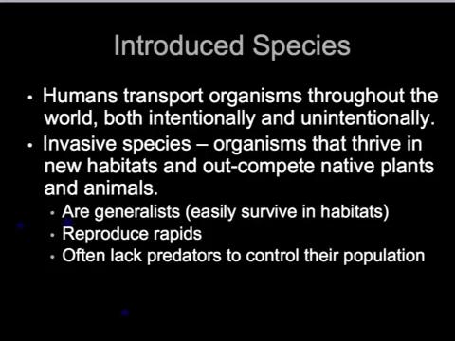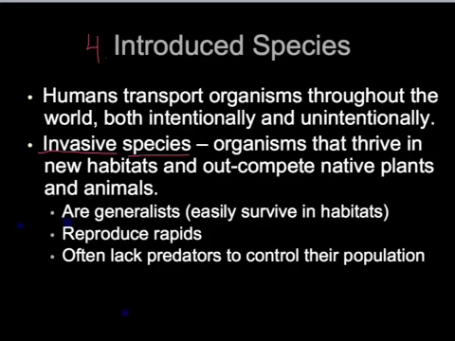The fourth and final piece of our role in how we influence biodiversity, so we put a number 4, is introduced species. Humans transport organisms throughout the world, both intentionally and unintentionally. This leads to what we call invasive species. These are organisms that thrive in new habitats and outcompete native plants and animals.